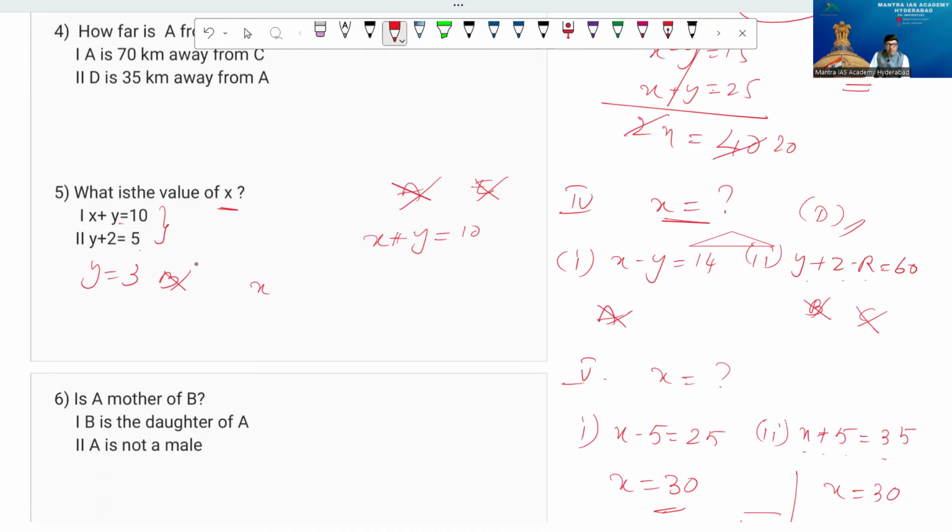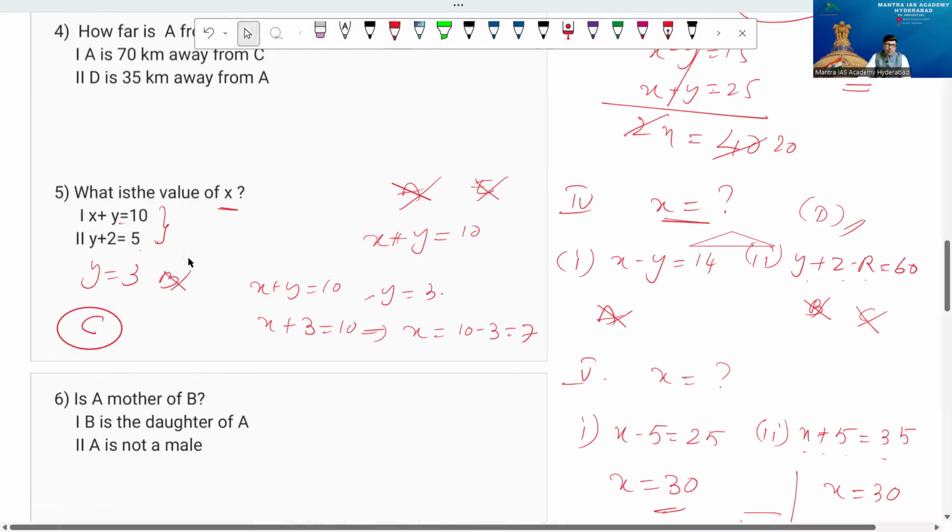X plus Y is equal to 10 here, and you got Y is equal to 3. Then substitute Y is equal to 3. X plus 3 is equal to 10 implies X is equal to 10 minus 3, that is 7. By using the two statements together, after clubbing, I got the answer. Because of that reason, the answer for this question is C. Remember, this is fundamental.